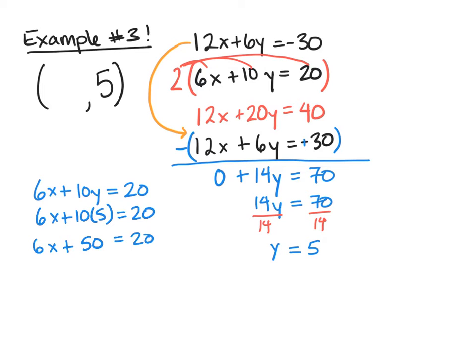And then let's start getting that x by itself. So I'm going to subtract 50 on both sides, like so. So I'm left with 6x equals 20 take away 50, I believe is negative 30. And then last but not least, I'm going to divide both sides by 6. And that leaves me with x equals negative 5. So I'm going to plug that in up here at the top.